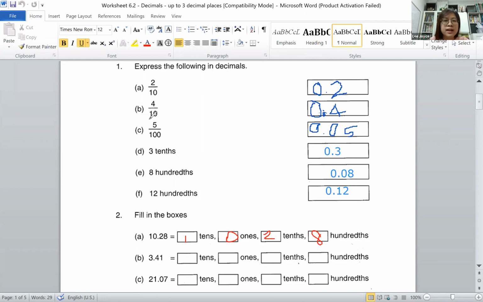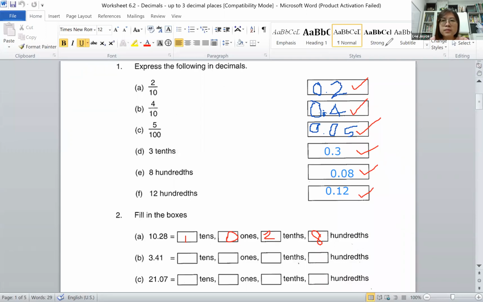All right, so let's take a look at question 1, the answers. So 2/10, yes, this is 0.2. 4/10, very good, 0.4. 5 out of 100, that will be 0.05. So 3/10, that's 0.3. 8/100 is 0.08. And 12/100 is 0.12. Very good.